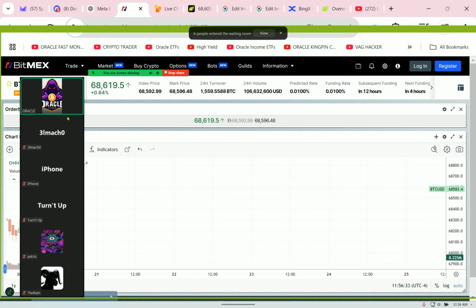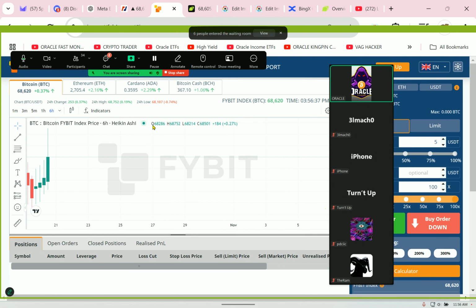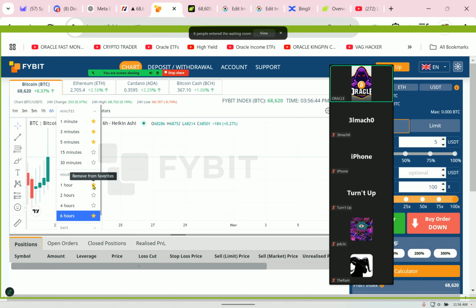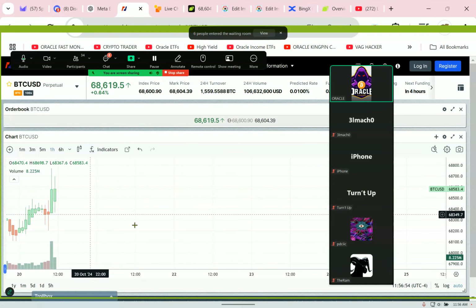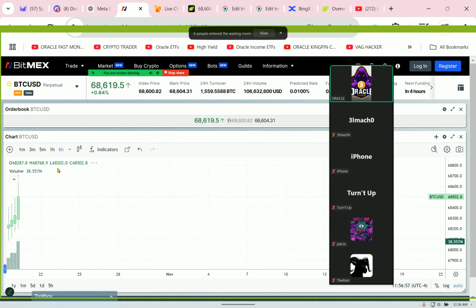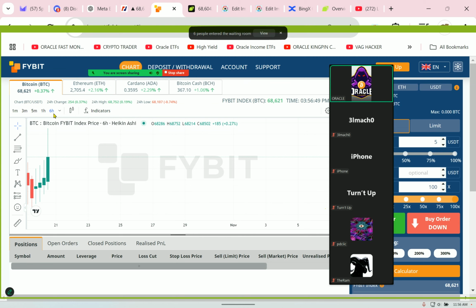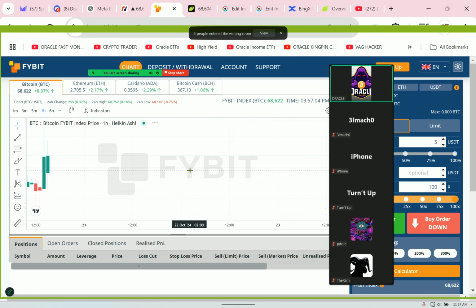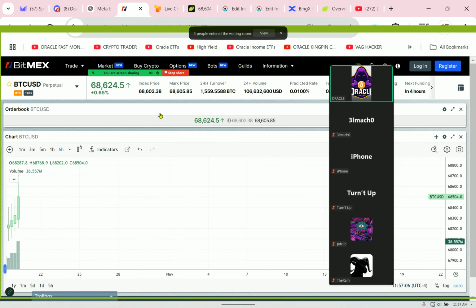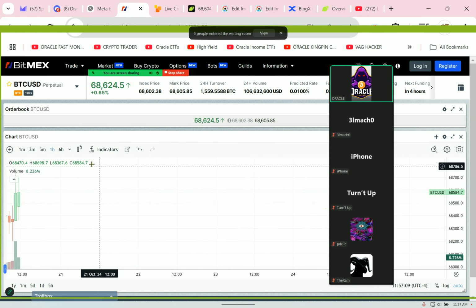Now, for those of you that don't want to use this BitMEX chart, set yourself up with just using their chart. You don't have to trade on Fibit, but use their chart. First thing you do is set the 6 hour, the 1 hour, the 5 minute, the 3 minute, the 1 minute. You can use this as a replacement if you don't want to deal with this complex BitMEX. It's the same candles. Look, you see? The same chart. Look, identical.